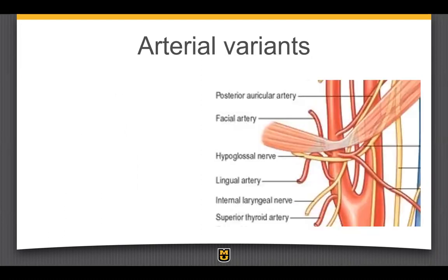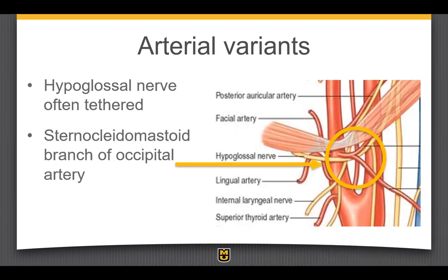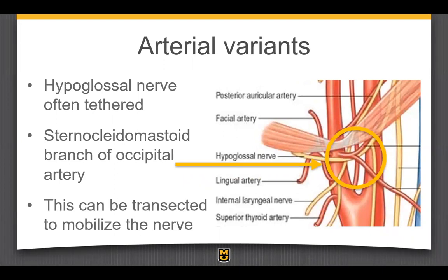Now, in terms of the hypoglossal nerve, we often see this tethered. And you can see in this graphic that the sternocleidomastoid branch of the occipital artery often slings the hypoglossal nerve and keeps this low. In these cases, this can be transected to essentially mobilize the nerve, and this is one of the maneuvers we'll talk about slightly later on.